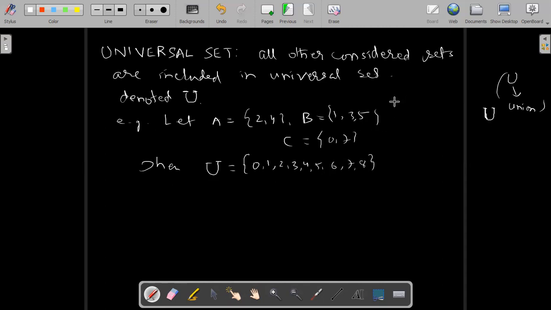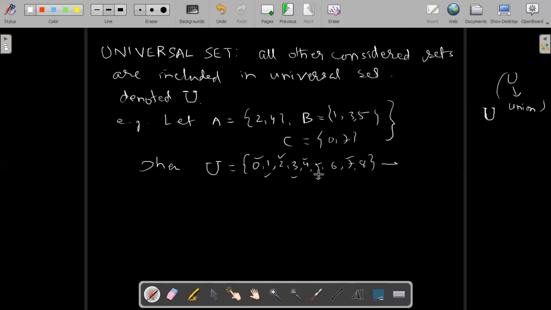Here you can see that all the given sets considered are contained in this universal set. 2, 4, yes, 2, 4 is there. 1, 3, 5, 1, 3, 5 is there. 0, 7, 0, 7. This is the universal set of these considered sets.